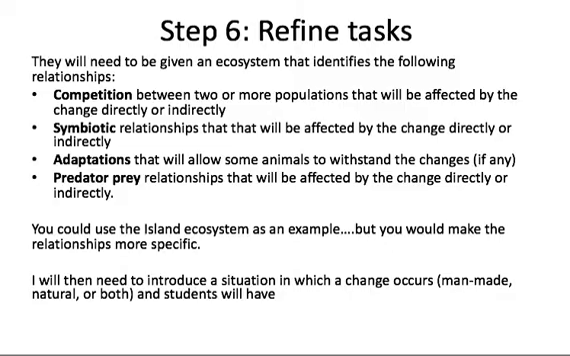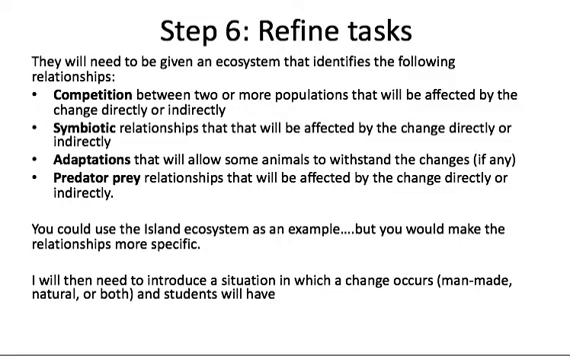As I go through then through step 6 and I refine these tasks, right, they will need to be given an ecosystem that identifies the following relationships. I need things that compete. I need some symbiotic relationships. I need adaptations. I need predator-prey relationships. We can think about that island ecosystem as an example, but you would have to make relationships a little more specific so they don't have to hunt for them.